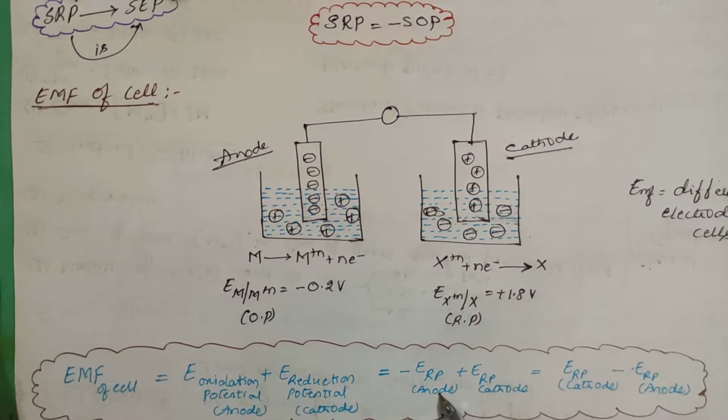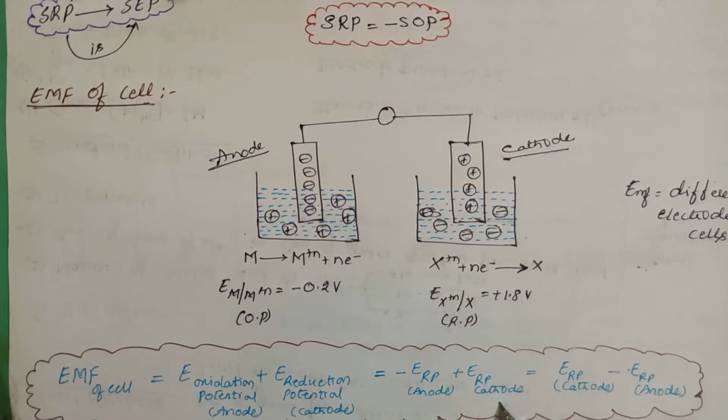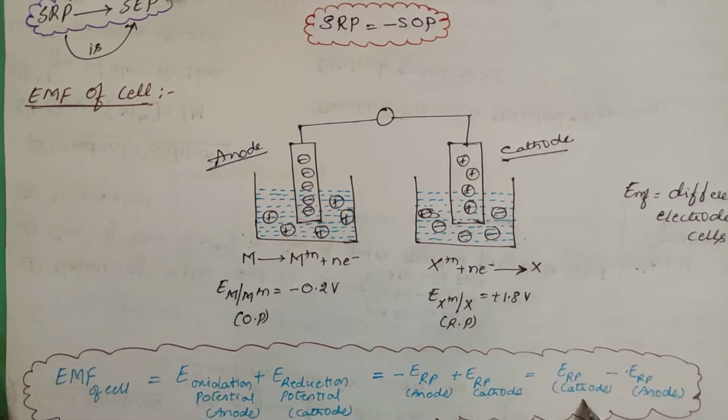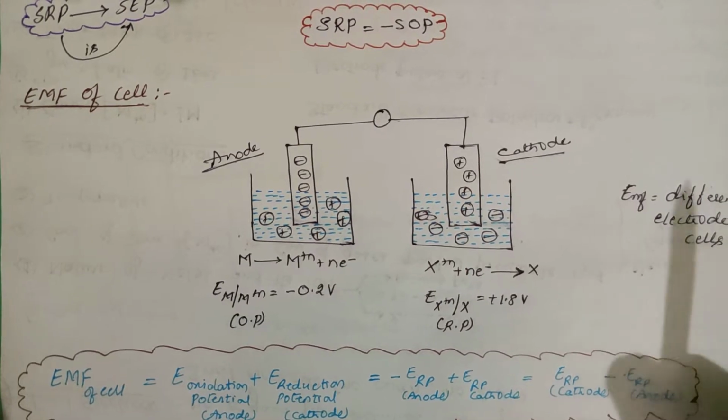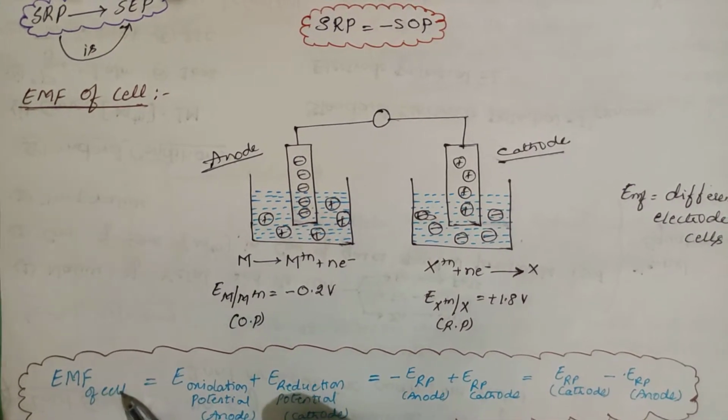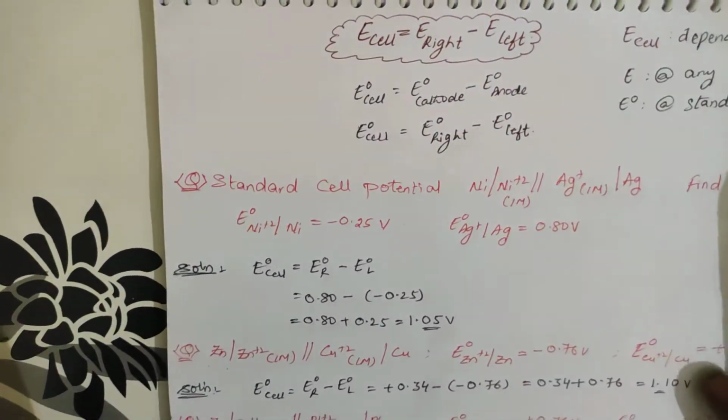So only the anode will be changing, the cathode will be the same. Okay. So E reduction potential of cathode minus E reduction potential of anode. This is the way of calculating the EMF of the cell. So based on this, let us take some problems.